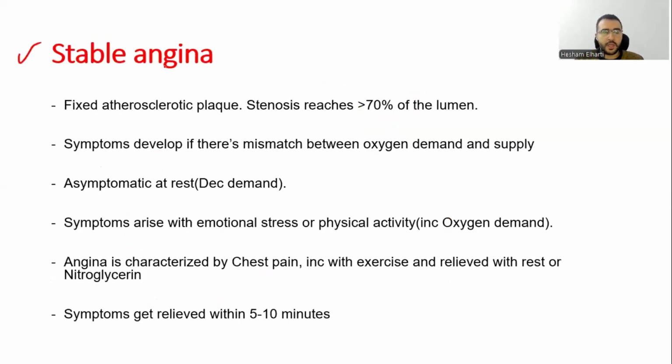Starting with stable angina, it is due to a fixed atherosclerotic plaque. The stenosis reaches more than 70% of the lumen of the coronary vessel. Usually, if it's lower than 70%, it's asymptomatic. But if it's more than 70%, it leads to stable angina. If it's 100% occlusion, it will lead to the symptoms of NSTEMI and STEMI.